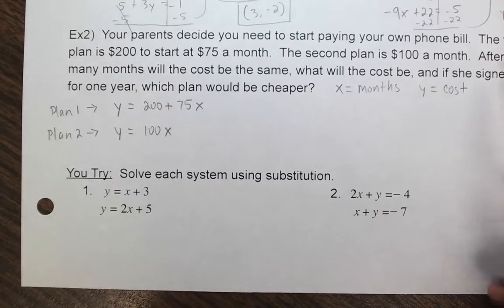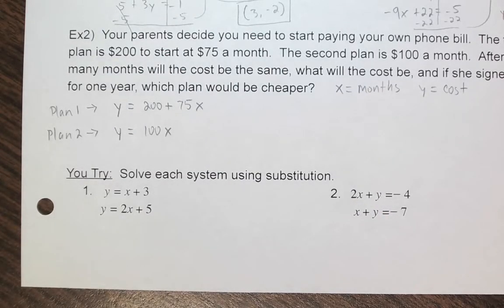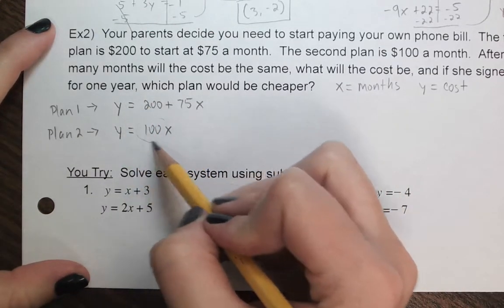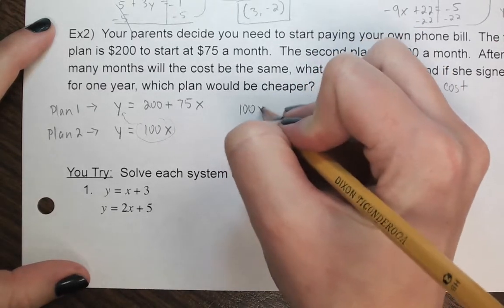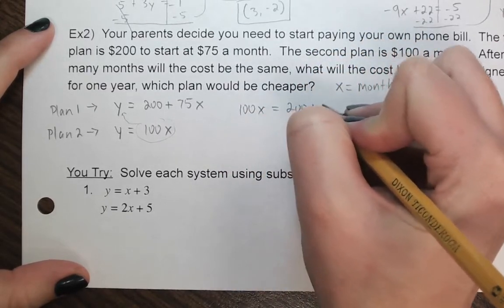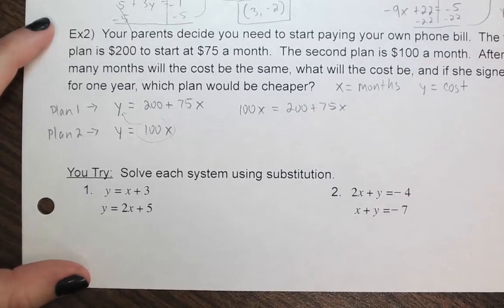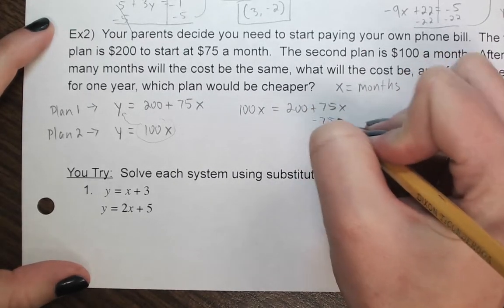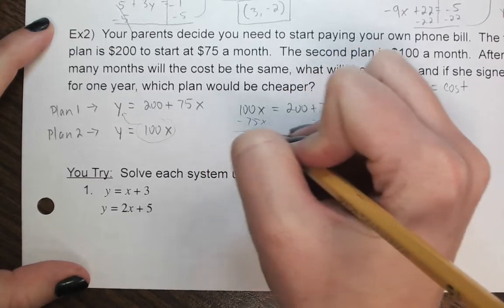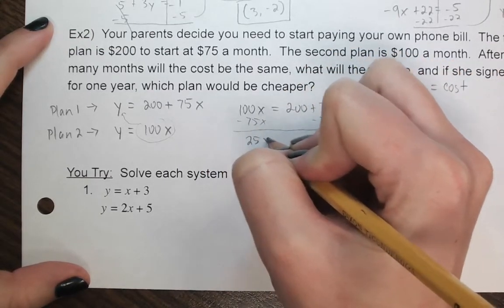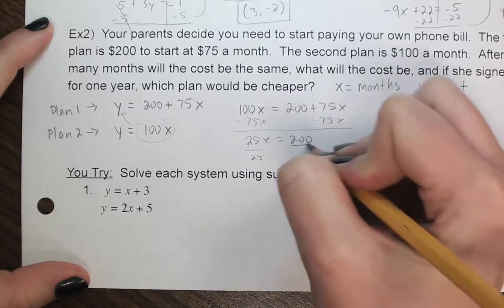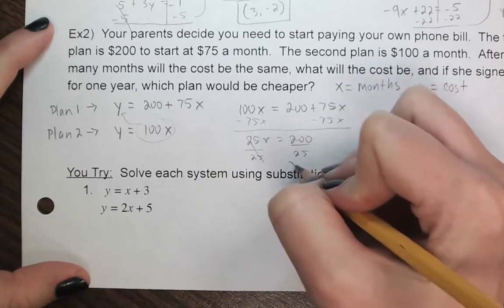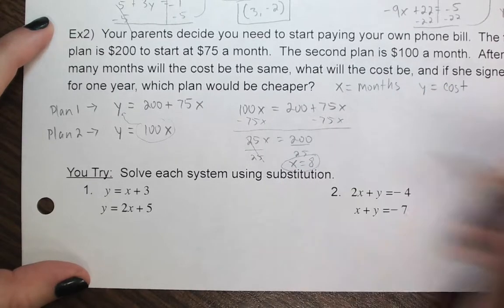So now it says after how many months will the cost be the same? So we can use substitution, set these equal to each other. So since they're both in y equals, I could take this and plug it in here. So this gives me 100x equals 200 plus 75x. And I'm going to solve. Divide both sides by 25. And you get x equals 8.